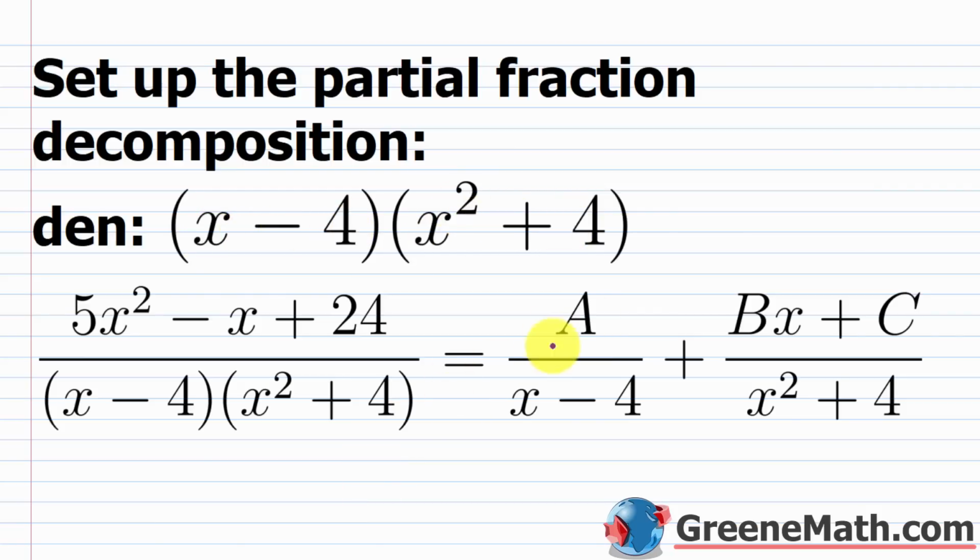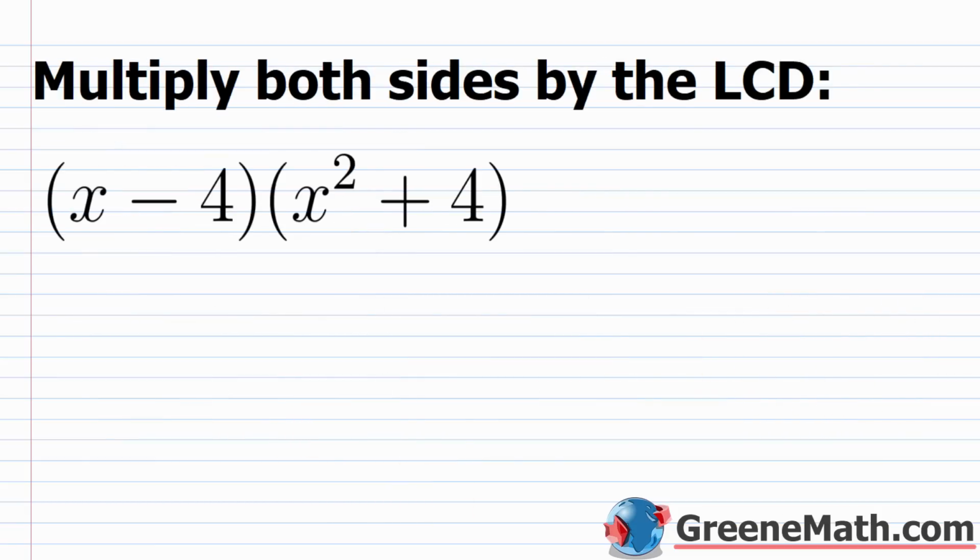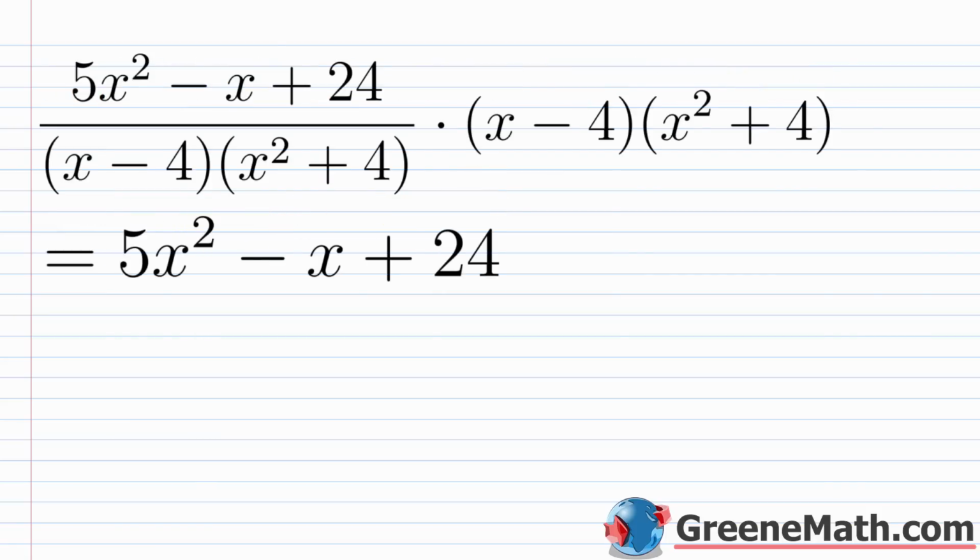And so what you get is a over x minus 4, again coming from this guy, plus bx plus c over x squared plus 4 coming from this guy. All right, so multiply both sides by the LCD. So we have x minus 4, then times x squared plus 4. Once again, I can't fit this on the screen, so I'm just going to break it up and then reassemble it. This would cancel with this, so you get your numerator.